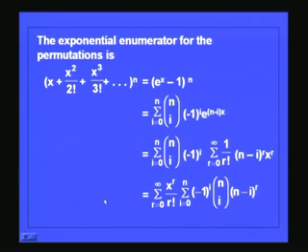So, the exponential enumerator for the permutation is given by this. Each cell has to be included at least once. So, you do not have to start with 1, you start with x straight away. So, x plus x squared by 2 factorial, this is for one cell. So, for n distinct cells you have this.